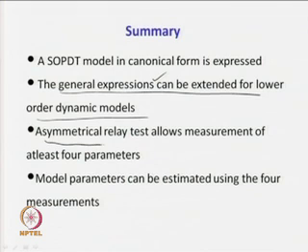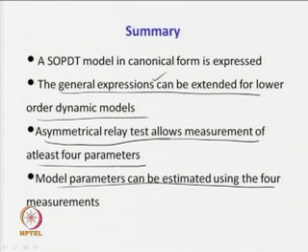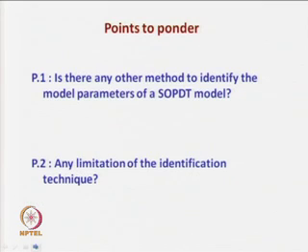Now, the asymmetrical relay test allows us to measure at least 4 parameters. Those are the 2 peak outputs and the half periods, which are different. So, we have different half periods, and the 2 time segments are different. The model parameters can be estimated using the 4 measurements. So, by making 4 measurements, at least 4 unknowns associated with the transfer function model can be found. Any question we have? Yes.